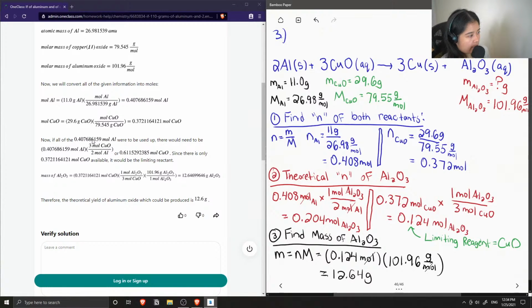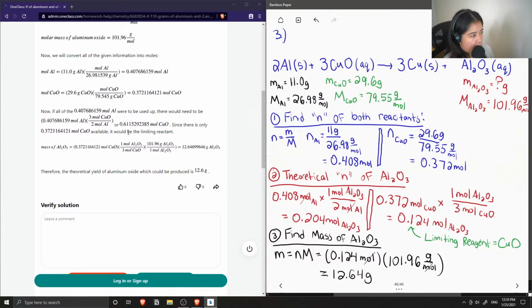And now if all of the aluminum were to be used up, so then they found out, this is a different way of finding out which one is the limiting reactant. So they found out that you needed 0.61 moles of copper oxide to react with all of the aluminum. And when they compared it to how much they actually had, we have less moles than what's needed. And now they just found the mass.